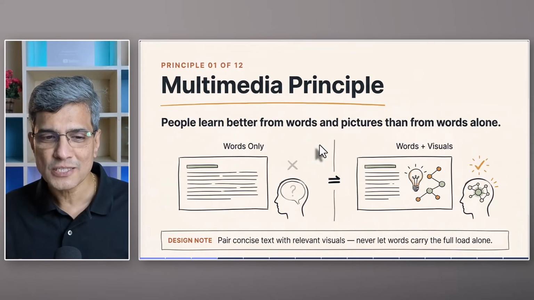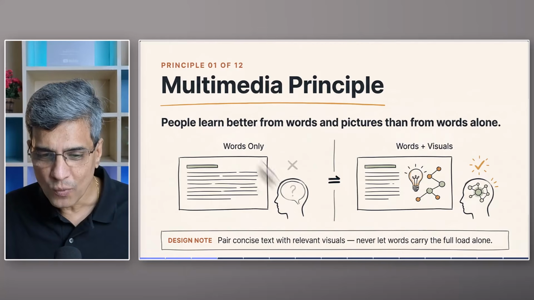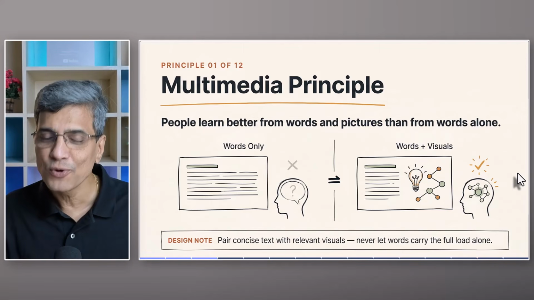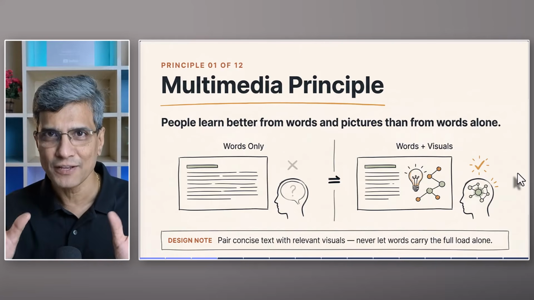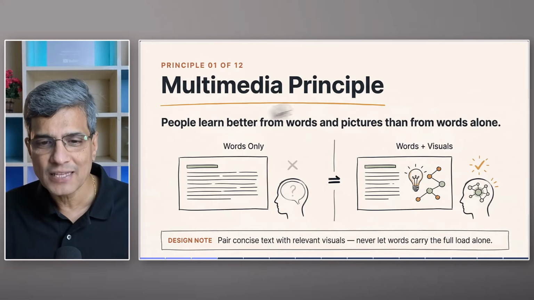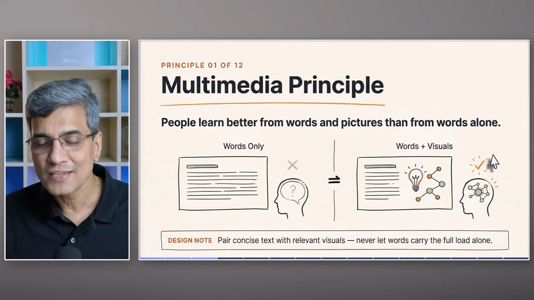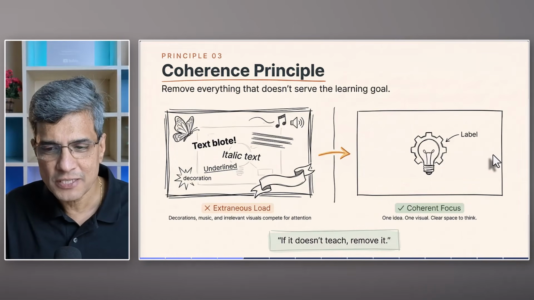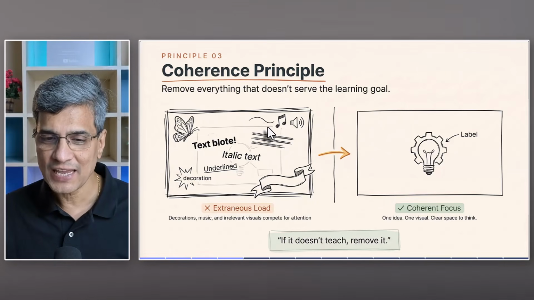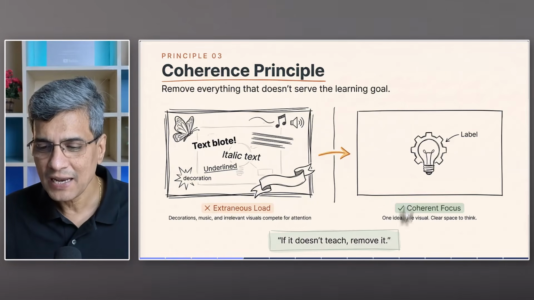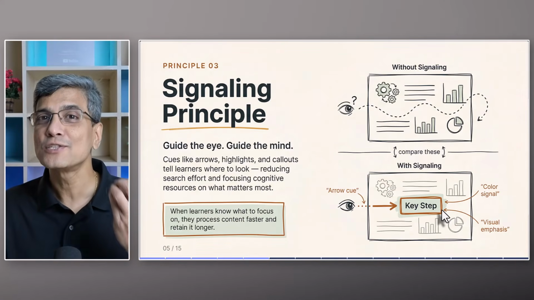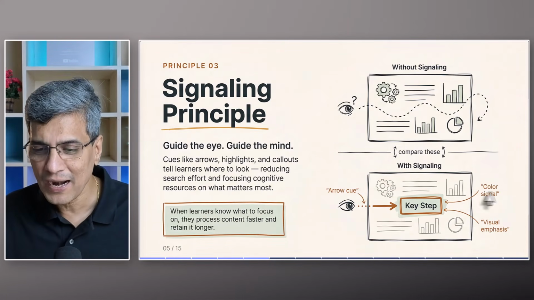Here we show the first principle, which is multimedia principle. Words only, no. Words plus visuals, yes. Can you see how beautifully it has shown the before and after scenario? How the before scenario is improved by adding this multimedia principle, and the result is so much better. And the next principle is this coherence principle. Instead of adding all kinds of extraneous stuff, keep the visuals clean, and you can see that there is a coherent focus here. So each and every principle is so beautifully illustrated with a before and after comparison.